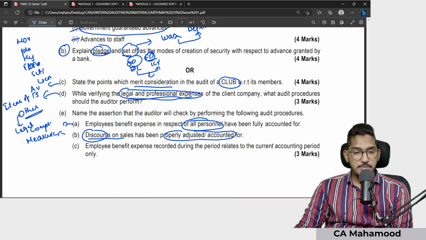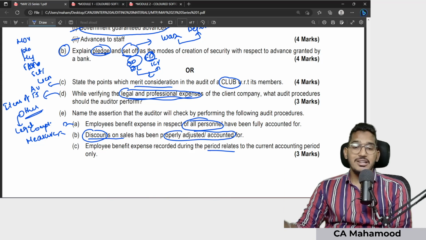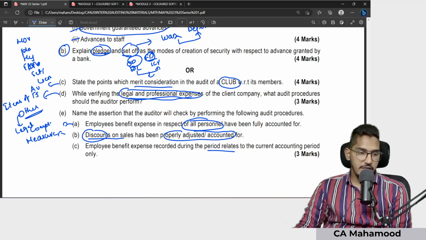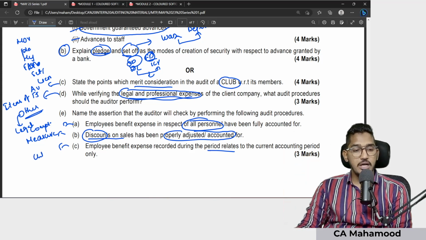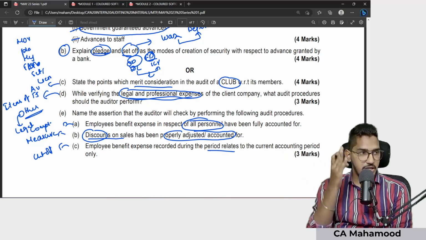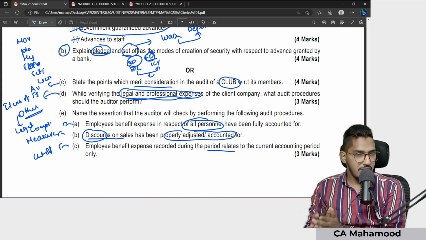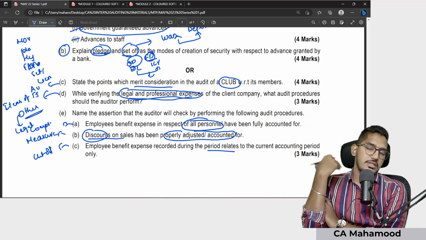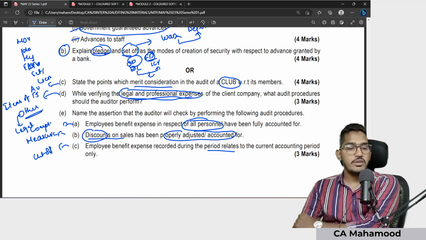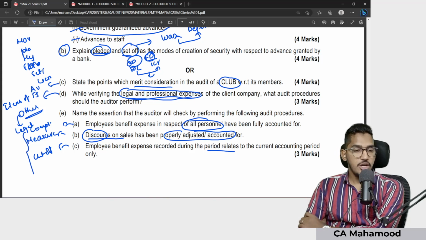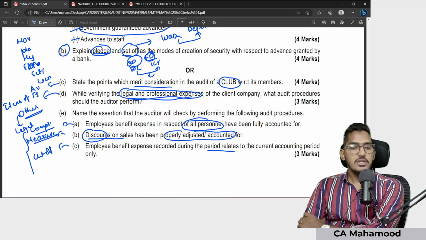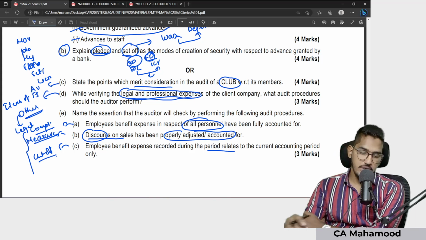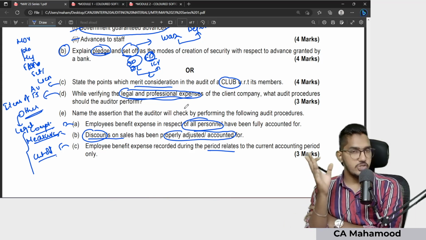Next, employee benefit expenses recorded during the period relate to the current accounting period only. This we call cutoff. What do you mean by cutoff assertion? Whatever expenses are recorded in the P&L should belong to the current year only. None of the future years' expenses should be recorded in the current year, and none of the past years' expenses should be recorded in the current year. So if we are verifying that, that is cutoff. So three assertions: first we are checking completeness, second measurement, third cutoff assertion. Clear? So this is MTP series 1.